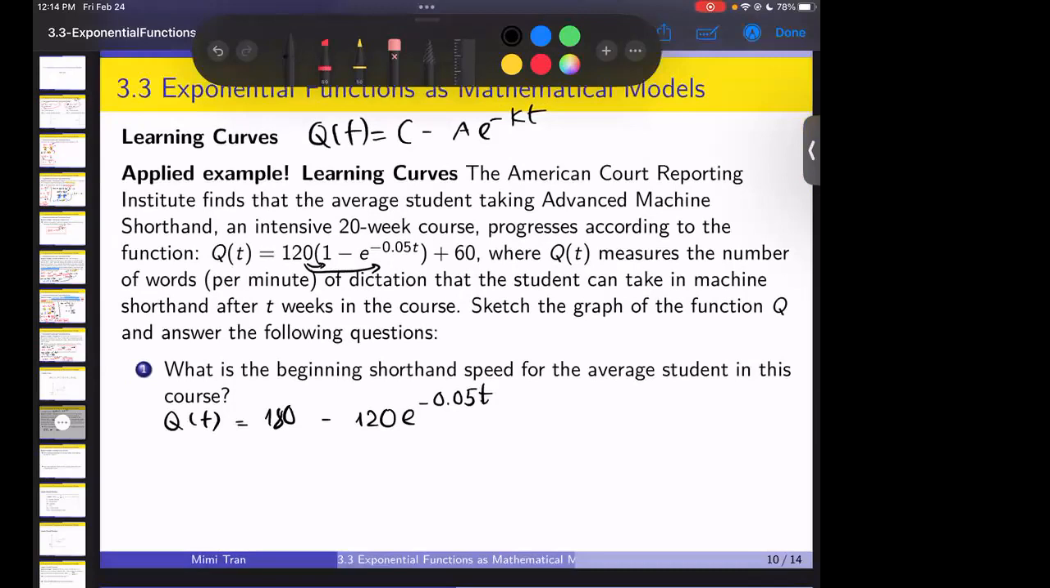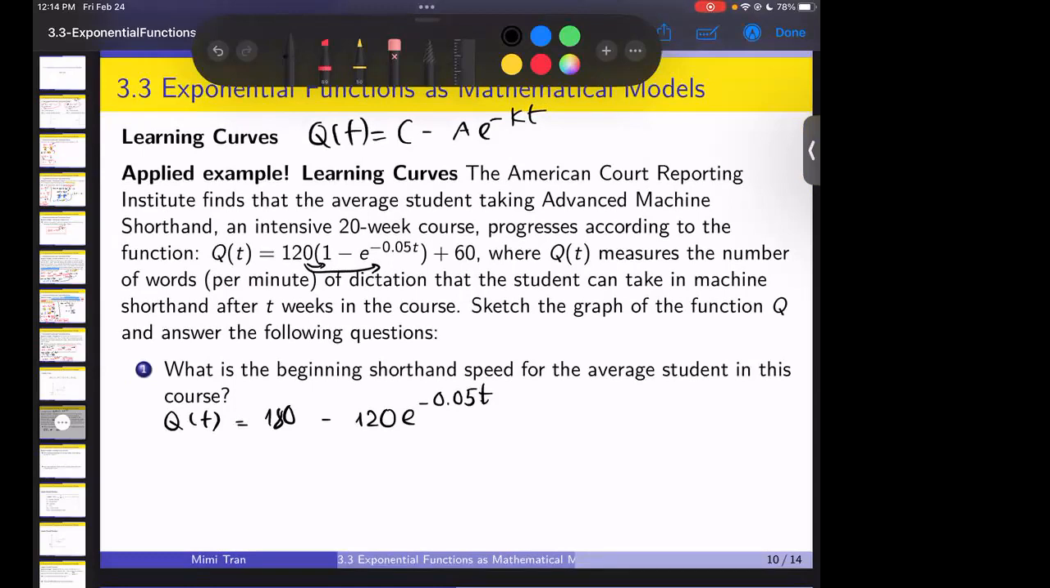Let me finish the reading, sorry. Q of T measures the number of words per minute of dictation that a student can take in machine shorthand after t weeks in the course. Sketch the graph, you can use your graphing calculator. What is the beginning shorthand speed for the average student in this course? Remember, Q of T is the speed.